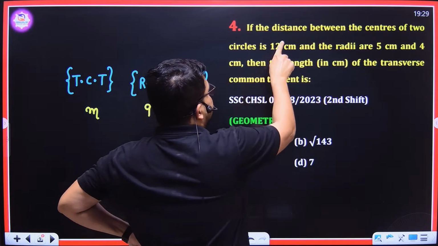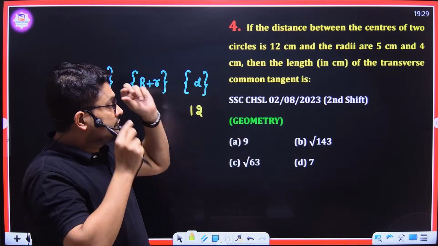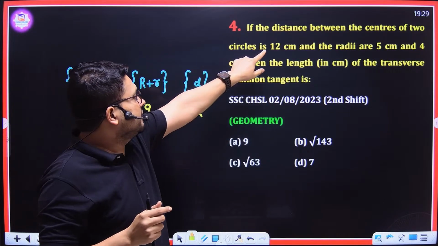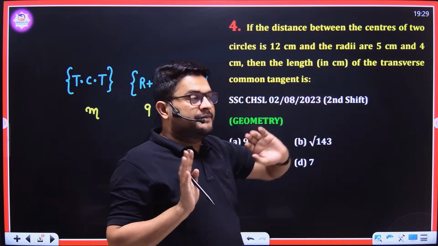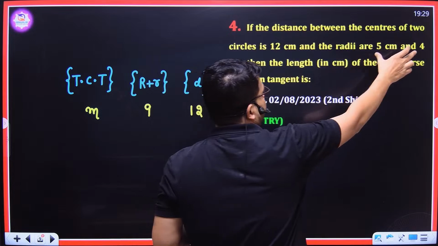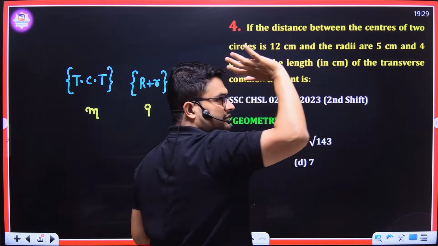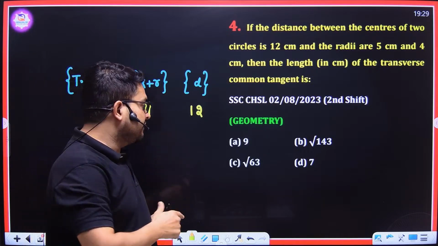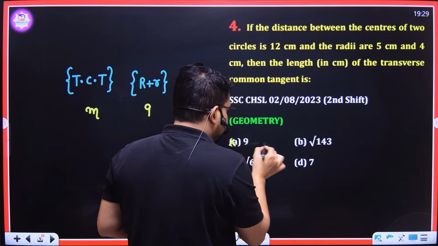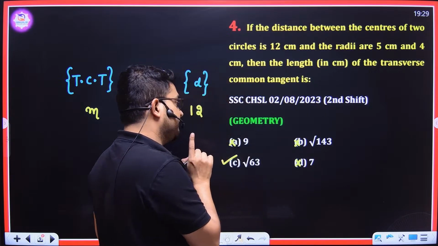See, because this one is 12. If a serious SSC aspirant sees this question, what will he see? That you have 12. It means this is the hypotenuse. This one is 5 plus 4, 9. So you have to subtract the square of this summation from this one: 12 square minus 9 square. 12 plus 9 is 21. Your answer should be a multiple of 21. So this one, this one, and this one can't be your answer. This one is your answer, because in 63 we have 21.